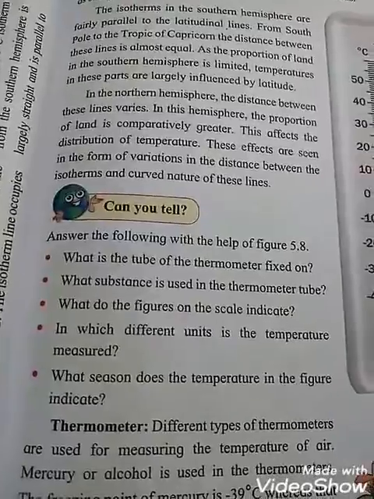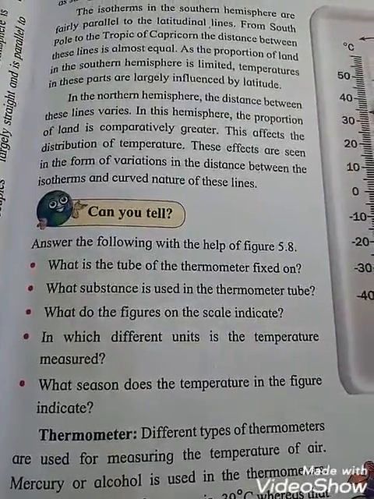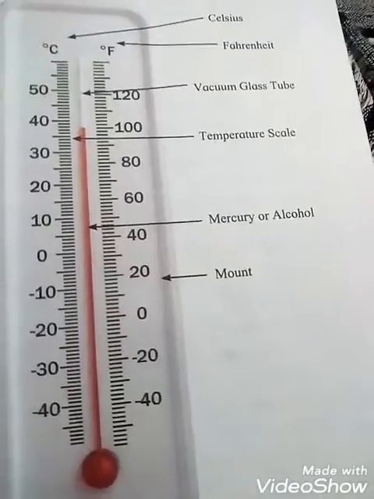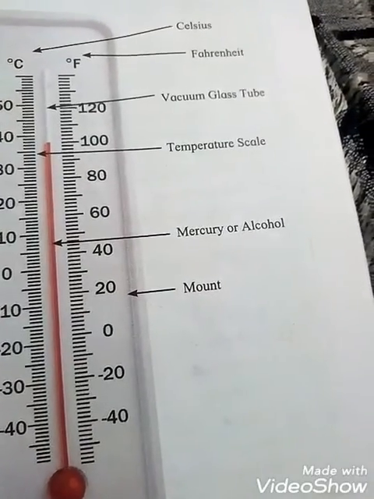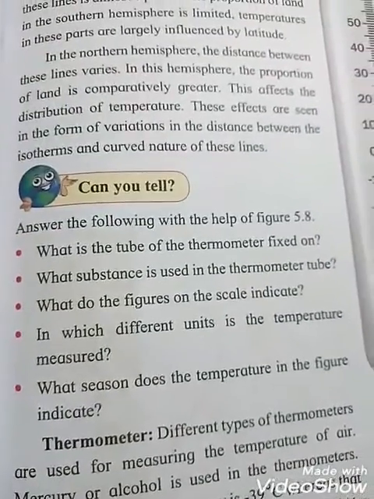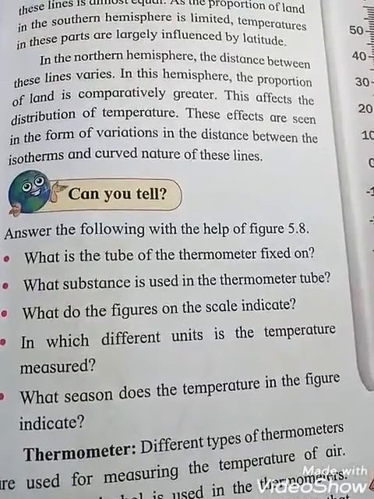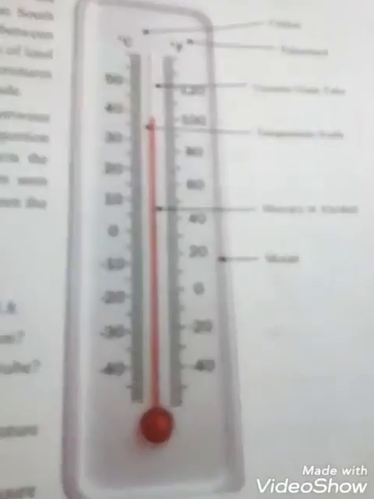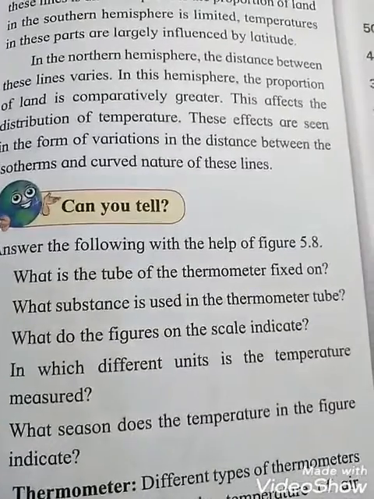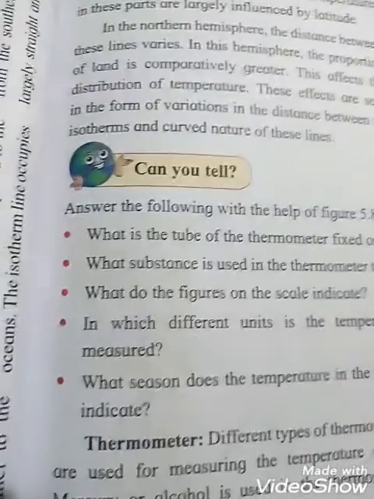Okay students, just go through the question and answer. First question, what is the tube of the thermometer fixed on? The tube of the thermometer is fixed on the mount. Can you see the mount? Next question, what substance is used in the thermometer tube? That is mercury or alcohol. Mercury or alcohol is used in the thermometer tube.